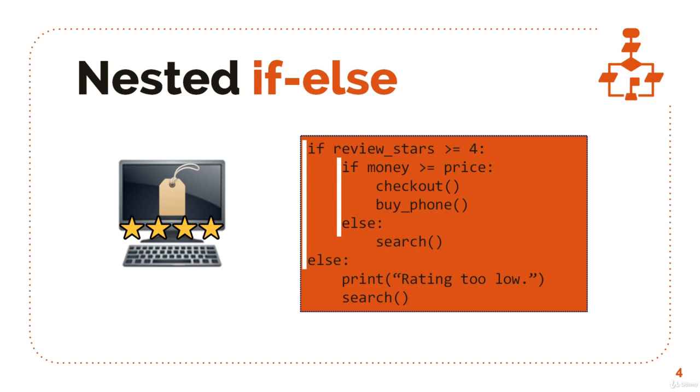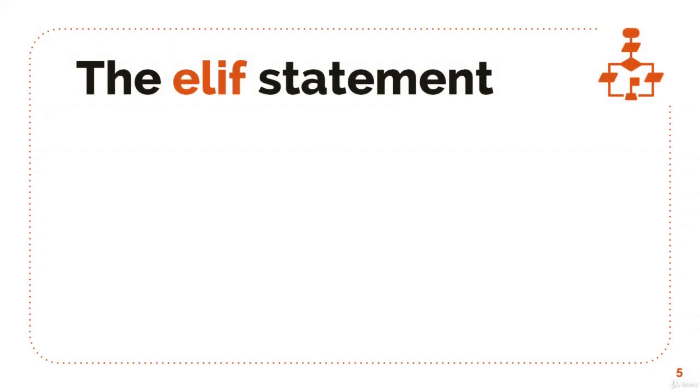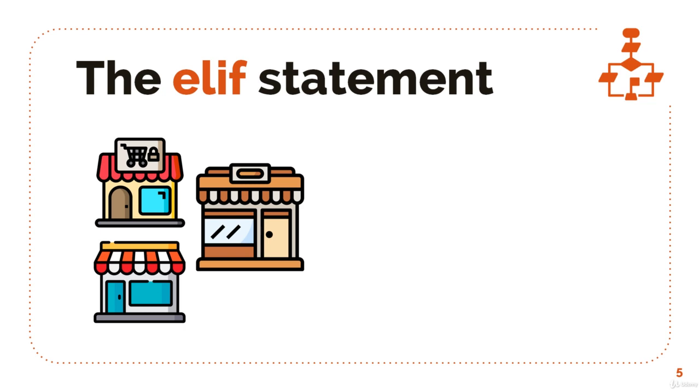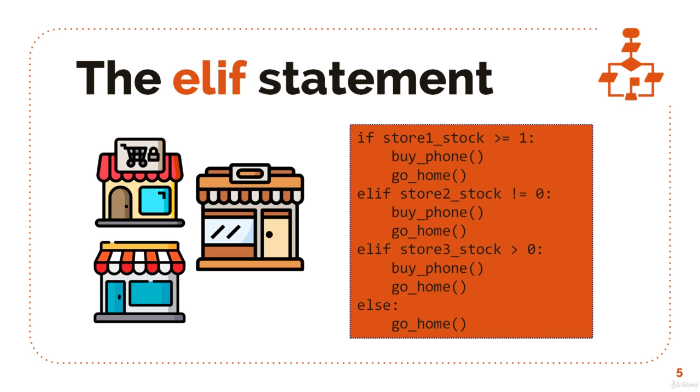And finally, let's imagine you found the phone you want, but it's a very popular phone, so it's out of stock online. Now you know that there are 3 local stores that may have it, but you have to go in and see if it's available. If one of the stores has it, you buy it and go home. If none of them have it, you go home without a phone. And this is how it's shown in Python using the elif, which is short for else if statement.